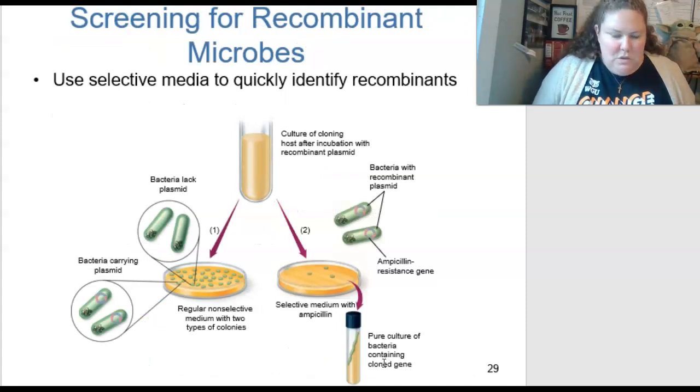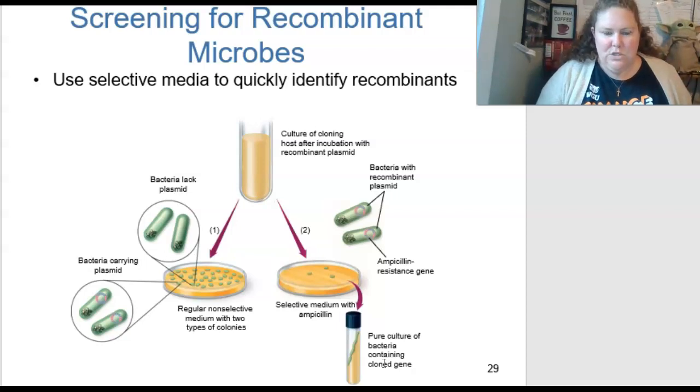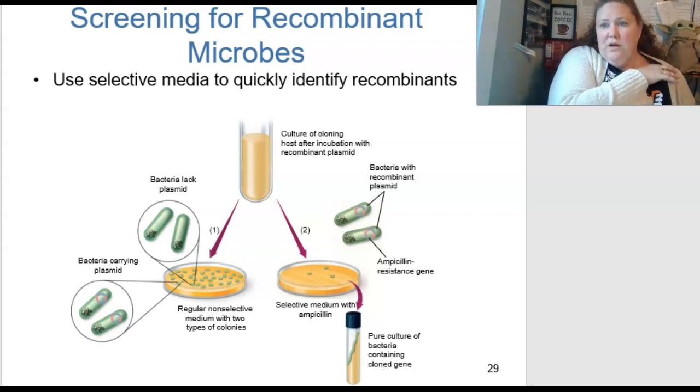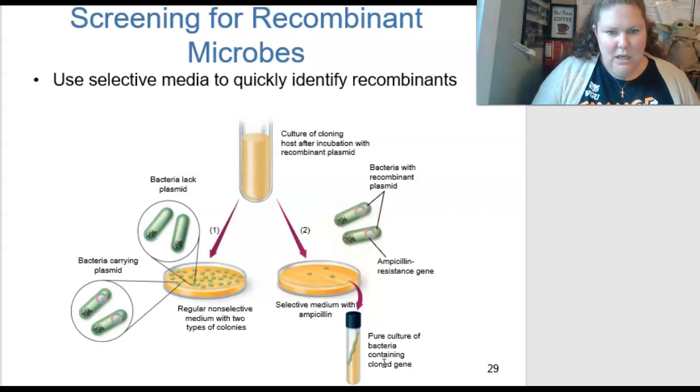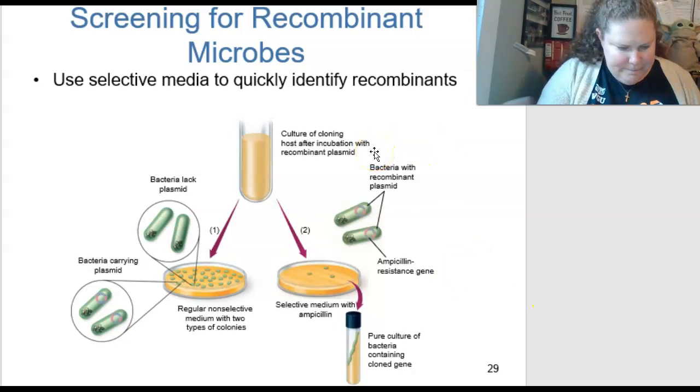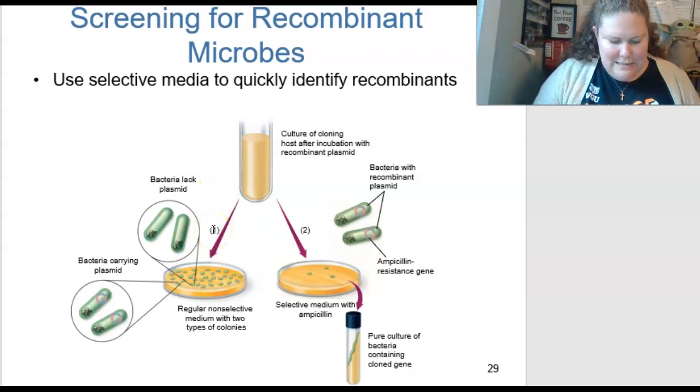Okay. So we can use this to screen for recombinant microbes, okay? And this is Figure 10.12 in your book. And this is how we can use selective media that we talked about in one of the very first lectures to quickly identify those recombinants, okay? And so up here in A, which is labeled 1 here, the plating of the culture on a non-selective medium will not separate the transformed cells from normal cells, because these cells left the plasmid. So that one's not going to be a very good isolating medium because everything's going to grow.